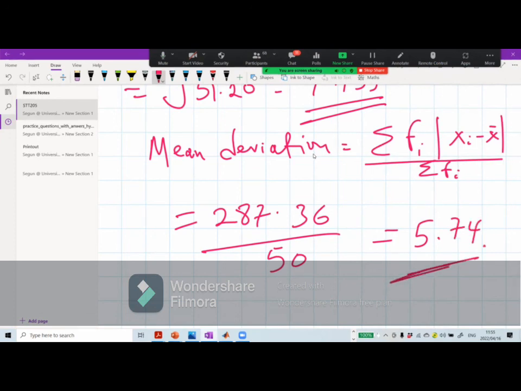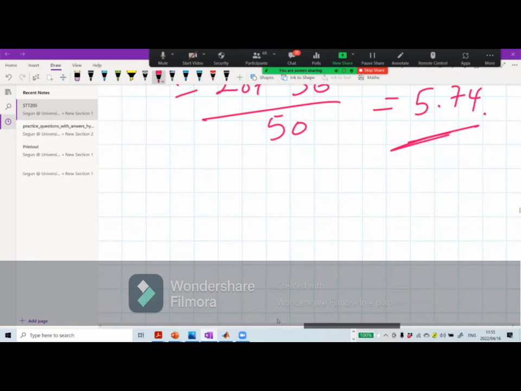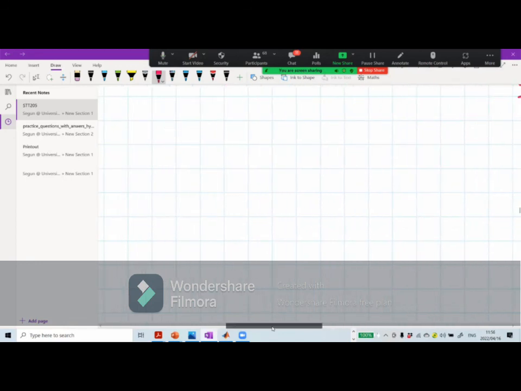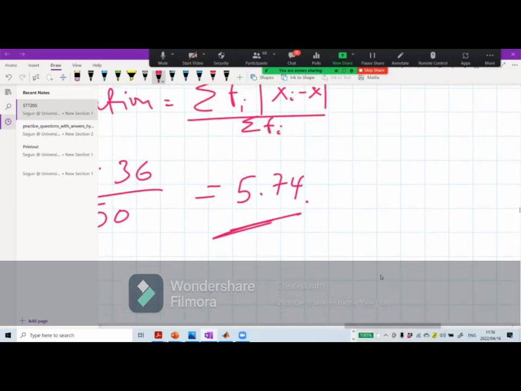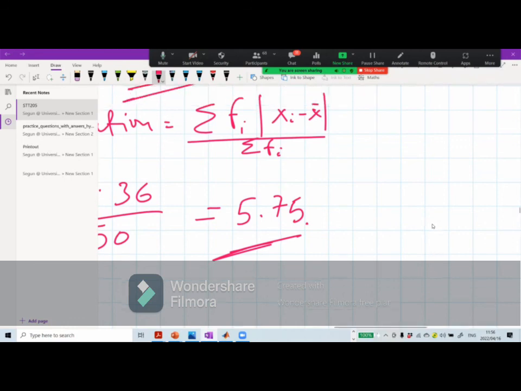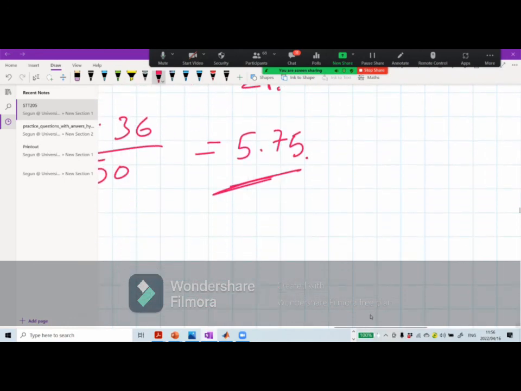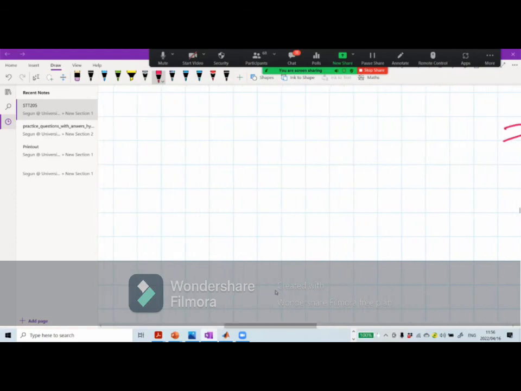So if you check the measure of dispersion, you discover that we've done justice. The answer is 5.75, not 5.74. We approximate. What is at the back of the 4? 7. Okay, 5.75. Yes, you are correct. Thank you. That is why all of you have a calculator. No cheating, no hiding of change.